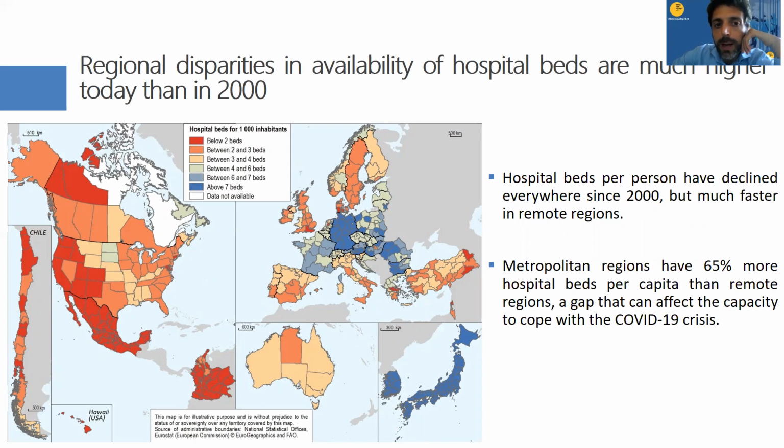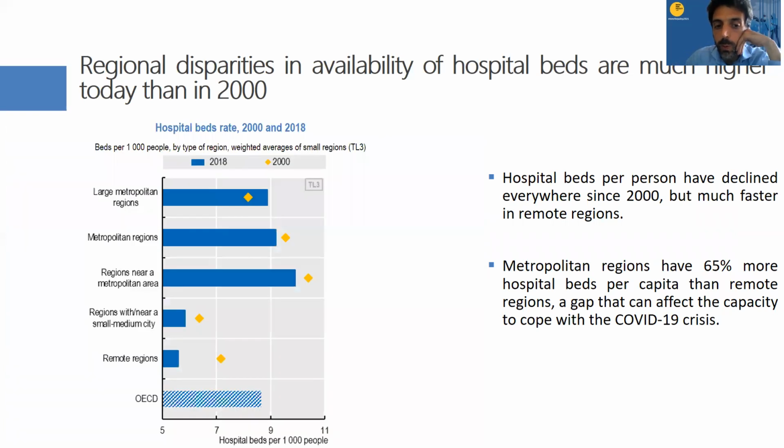let's say, regional disparities in terms of availability of hospital beds per 1,000 inhabitants are much higher today than it was 20 years ago. In particular, during the last 20 years, there was a reduction in all regions in terms of availability of hospital beds, but more interestingly, there was a concentration of this type of health infrastructure in large cities or metropolitan regions, while there was a stronger reduction in that availability in more remote regions, as it is shown in this chart.